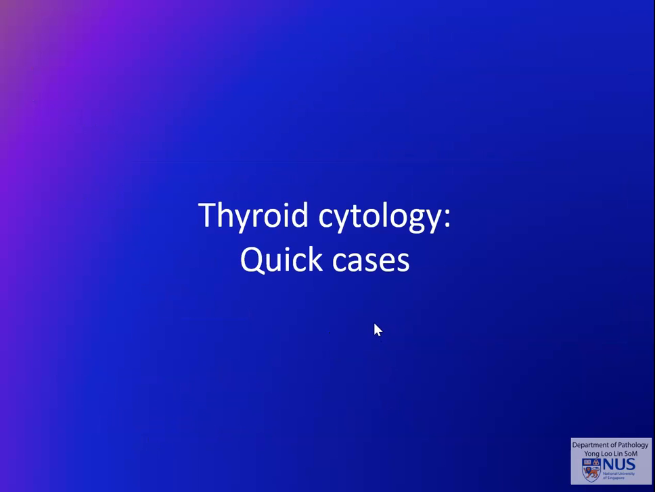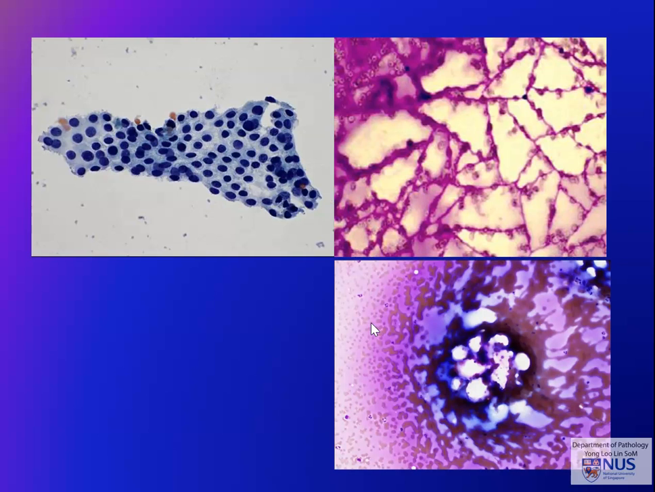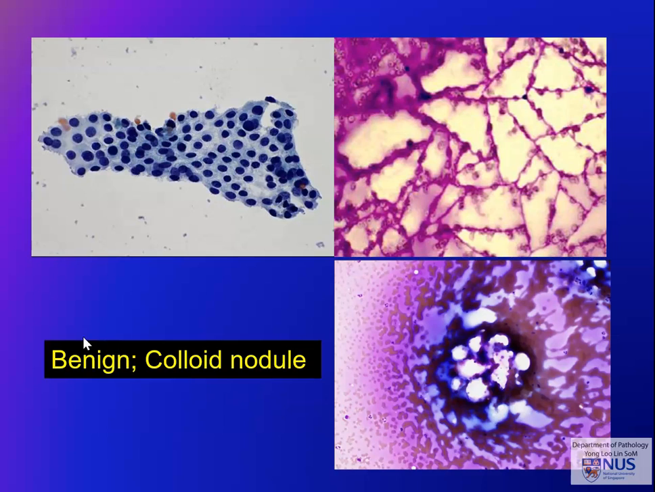Now, I'm going to show you a very, very quick run through of a few cases to apply the Bethesda system. And this first case, you can see, I think the picture is very familiar to you. There's a honeycomb sheet of follicular cells. This is what a colloid looks like. And sometimes it can have a cracking appearance. And again, this is abundant colloid. So this would go into the benign category. And this diagnosis is a colloid nodule.